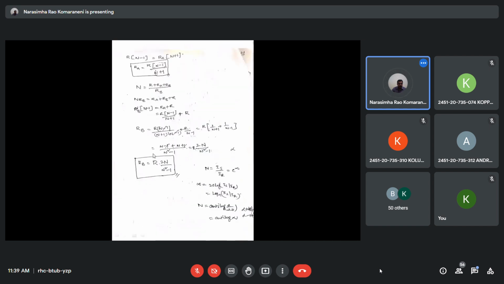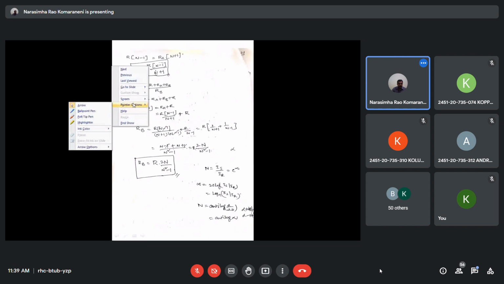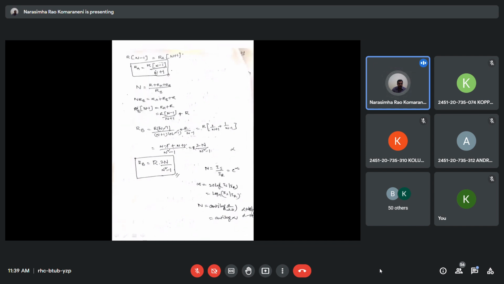Okay, just listen. In this equation 2, if you substitute equation 1, you will get RB in terms of R and n. So this RB, we got as RB equal to R into 2n by n square minus 1. How did it come simply? Substitute the RA value in this equation and simplify.